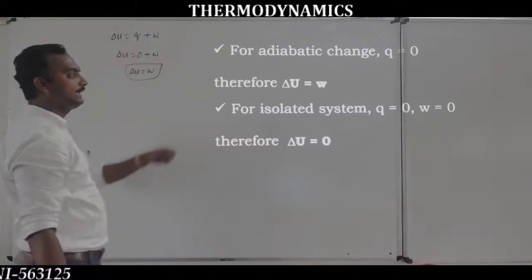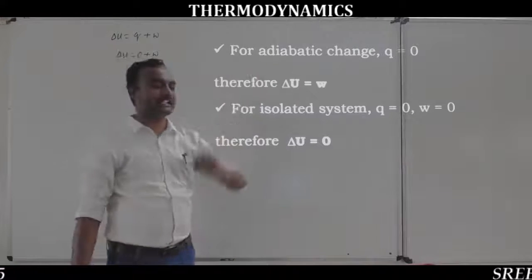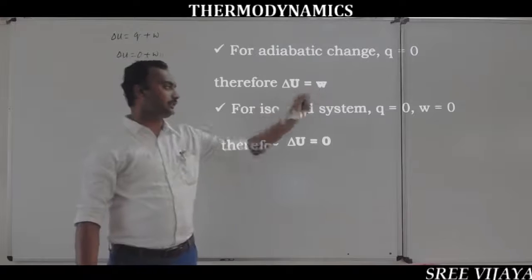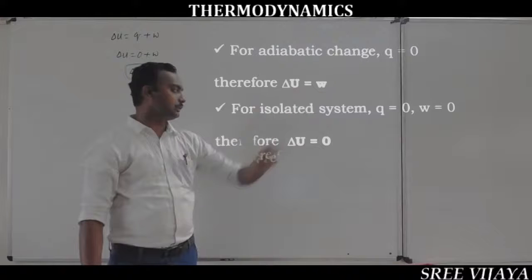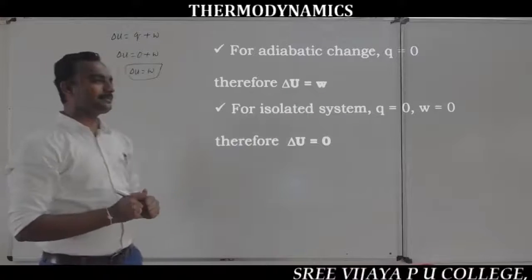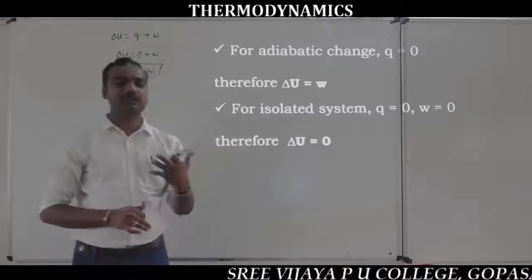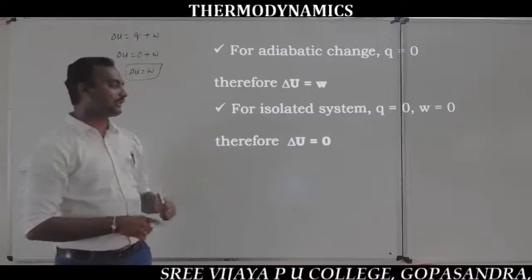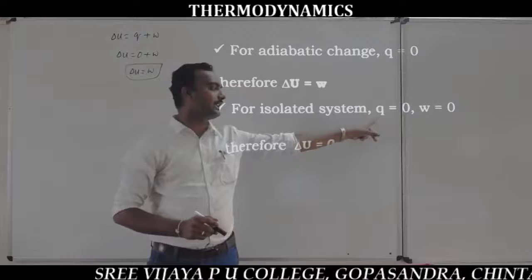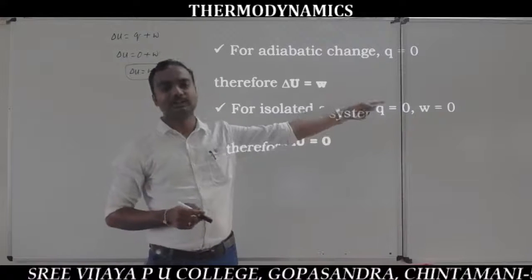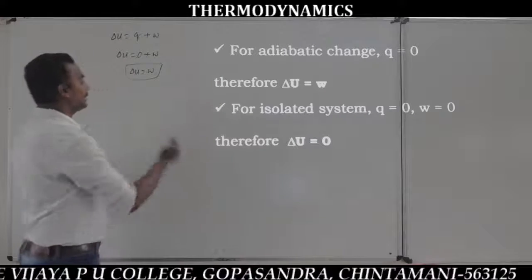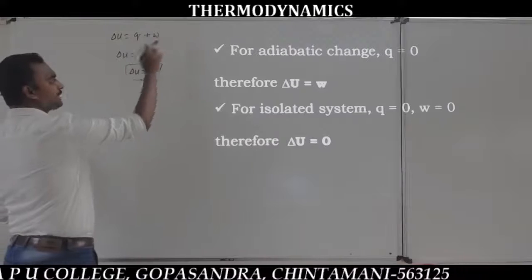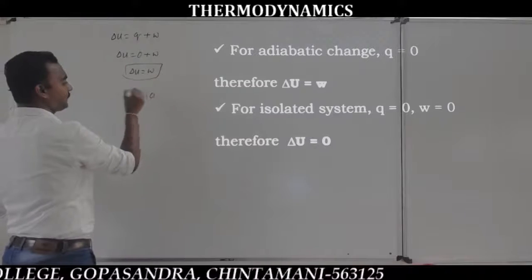This is for adiabatic change. We can take Q is equal to 0, hence delta U is equal to W. An isolated system is nothing but a system where there is no exchange of heat as well as matter. So for an isolated system we take Q is equal to 0 and there is no work done, work done is equal to 0. Both the quantities, Q and W, are 0, so delta U is equal to 0.